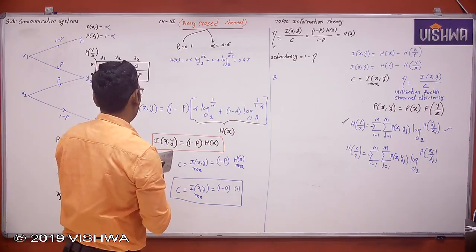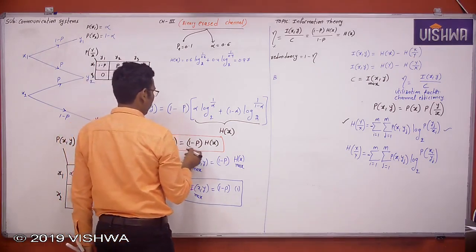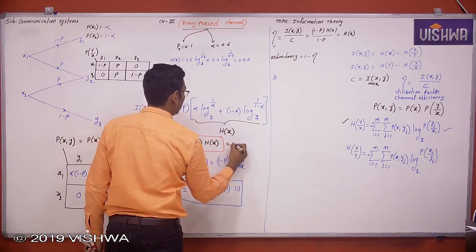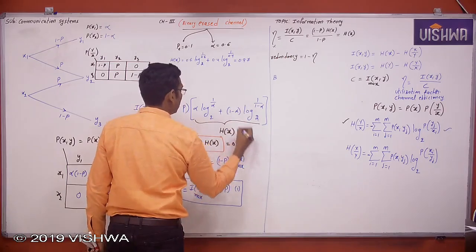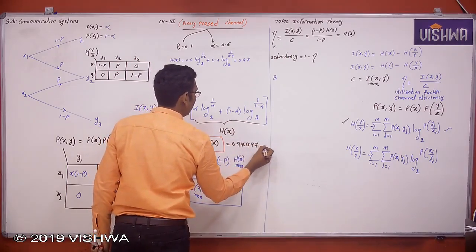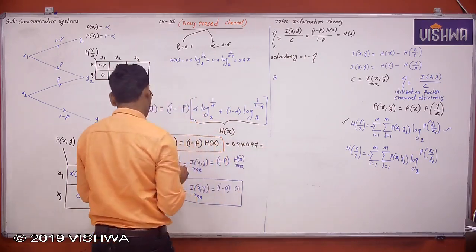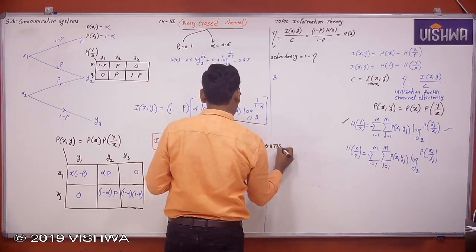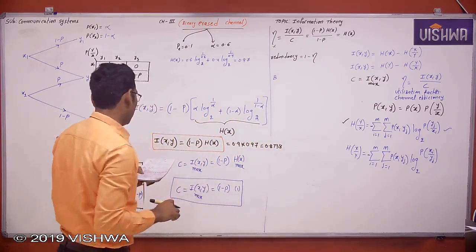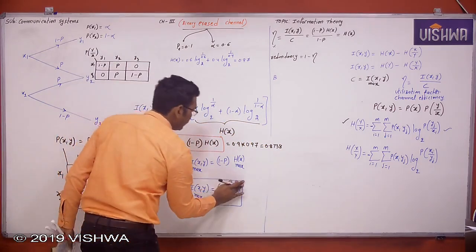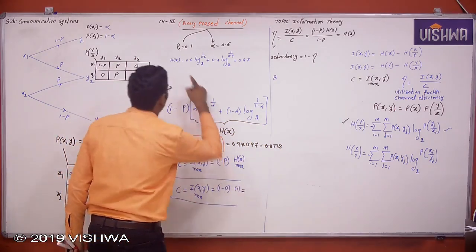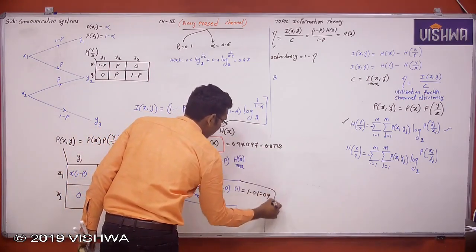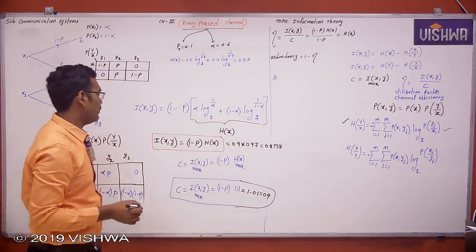Now what is the mutual information? The mutual information is 1 minus 0.1, which is 0.9, into 0.97. This is the mutual information, which is 0.8738. Now the channel capacity is very simple: 1 minus the probability, 1 minus 0.1, which is nothing but 0.9.